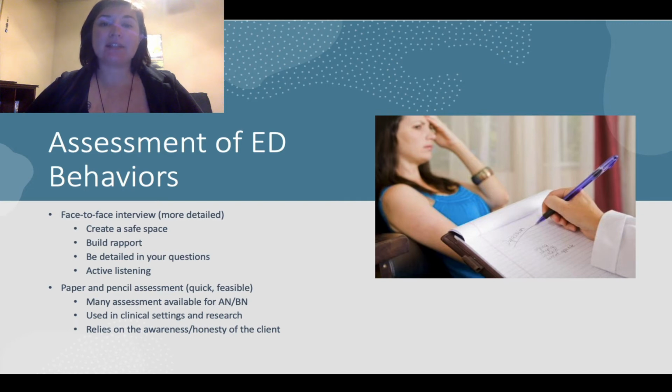And we also want to actively listen, rather than just listening until we can talk, and also reflect back what we hear when we're listening. Another piece of assessing for eating disorders is using paper and pencil assessments. These can be quick and feasible. And many assessments are available for anorexia and bulimia nervosa. However, there are limited assessments for other diagnosable eating disorders. These paper and pencil assessments are often used in clinical settings and for research. And they rely on the awareness and honesty of the client, which is why sometimes interviewing family can help us understand what the client is actually doing and experiencing.